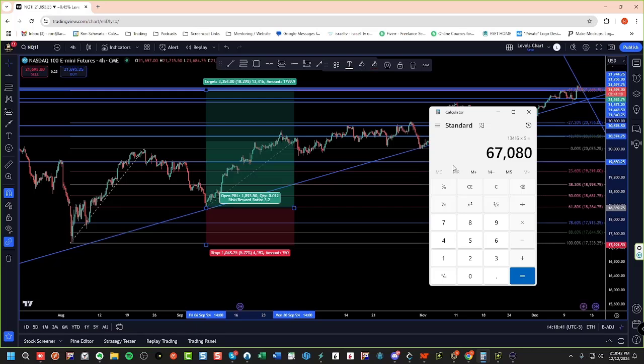Now, can you be in that trade for 3 months? That's a swing trade. So if you're a swing trader and you're looking to get into this, all right, trade 1 micro. Risking 2 grand to make 67.